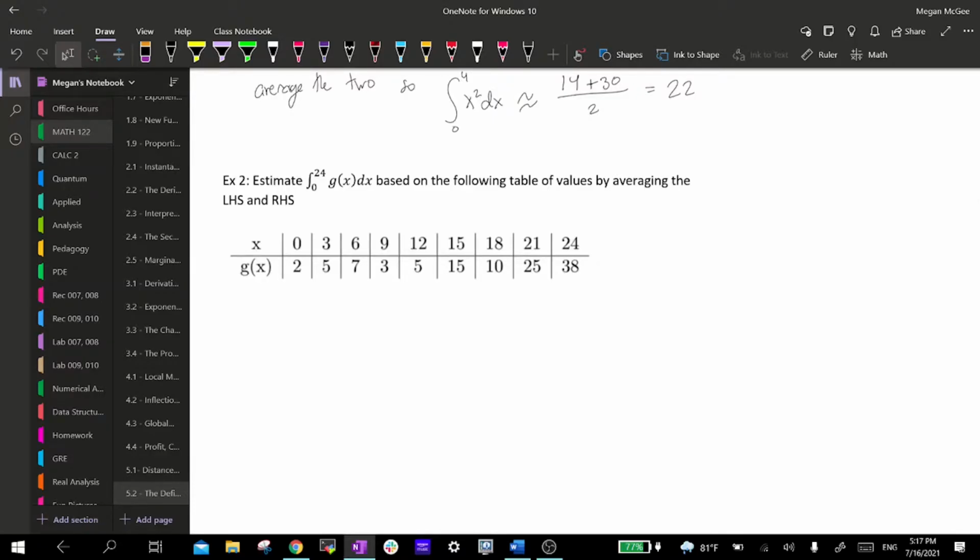So it looks like our delta x is the space between each step of x, right? It looks like we're increasing by 3 each time. So delta x is equal to 3. And we're going from 0 to 24. So our number of intervals is 24 minus 0 divided by 3. Alright, so that's going to give us 8 intervals.